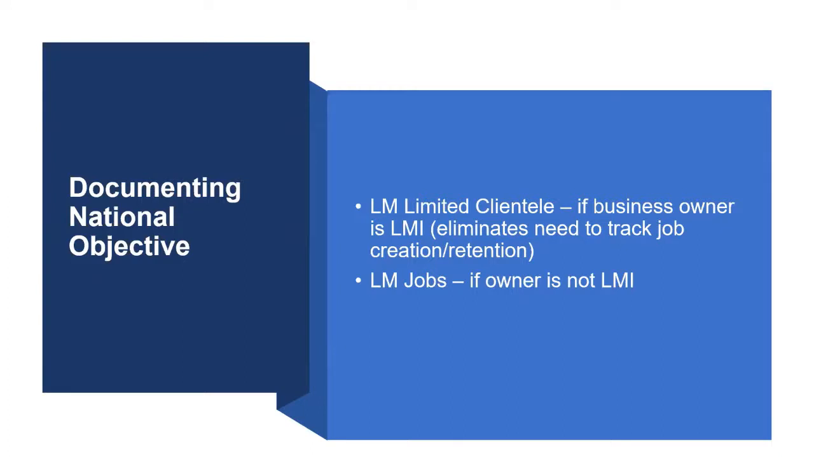There are 2 ways of documenting the low-mod national objective when you're dealing with a microenterprise. If the owner is of low-moderate income, then the national objective can be low-mod limited clientele, and the need to track job creation or retention is then eliminated. It's often the case with these small businesses that they're owned by LMI individuals. If the owner is not low-mod, then low-mod jobs are tracked as we described with the business loan and grant programs, and the same waivers and alternative requirements will apply.